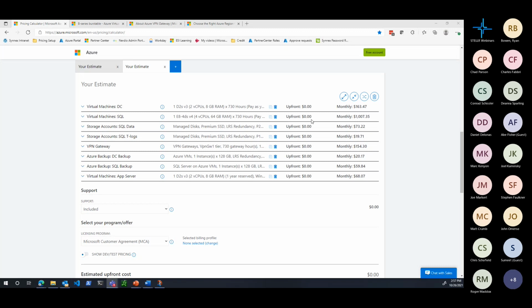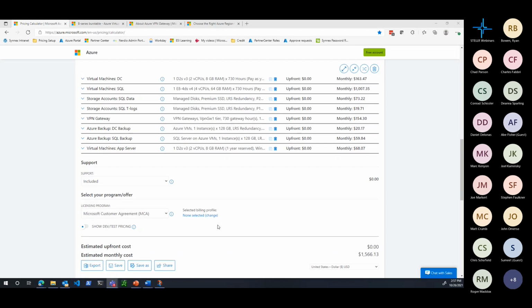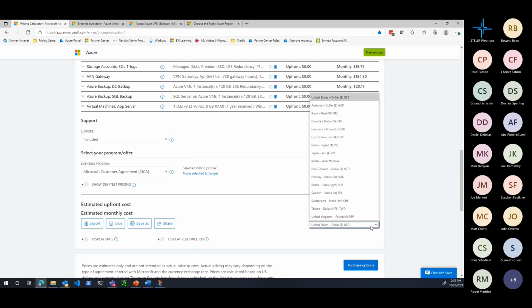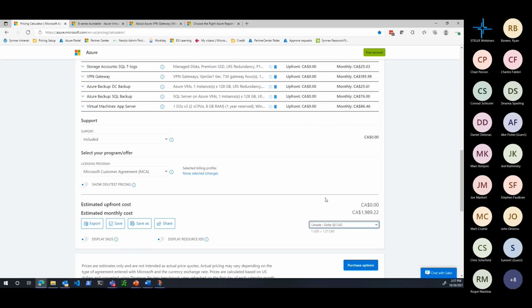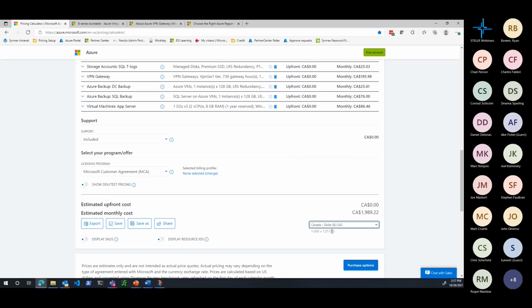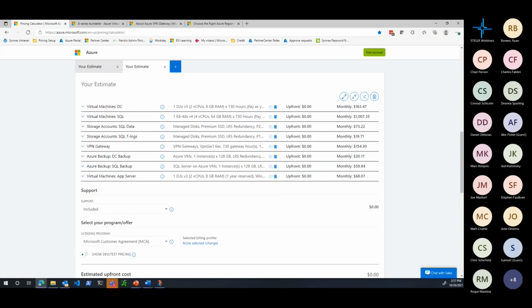Okay, so right now we can do US dollar. You can show in Canadian dollar here at the very bottom, right? So that's what Paul, I think you were asking. We can show Canadian dollars in the pricing calculator, and it shows what that conversion is currently. So that's one way of making it work if you're a Canadian reseller.